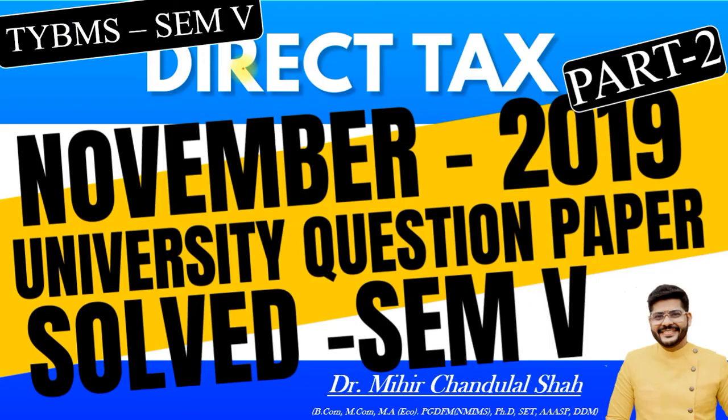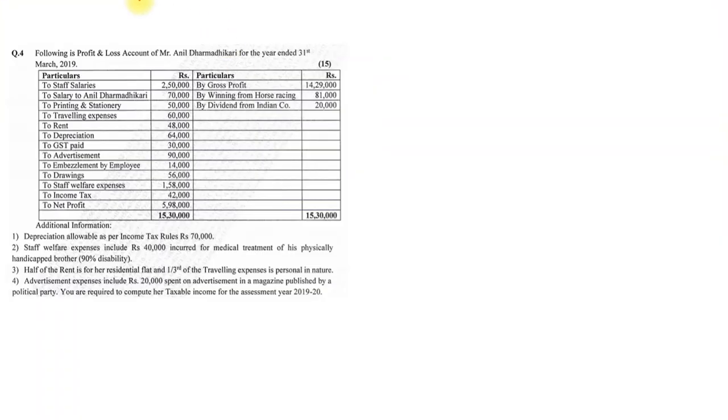Okay, let us see the very first sum. Following is the profit and loss account of Anil for the year ended 31st March. They're giving you particulars, rupees, and net profit. Adjustments such as depreciation, staff welfare, half of the rent, and traveling expense and advertisement expenses are given. So now this is based on income from business and profession, other source and deduction.